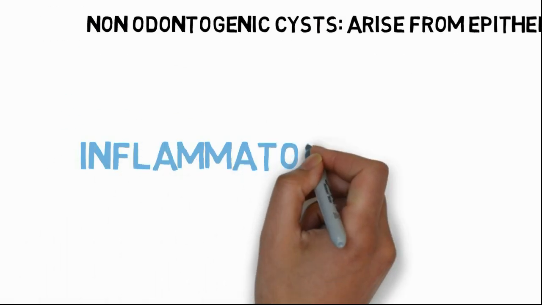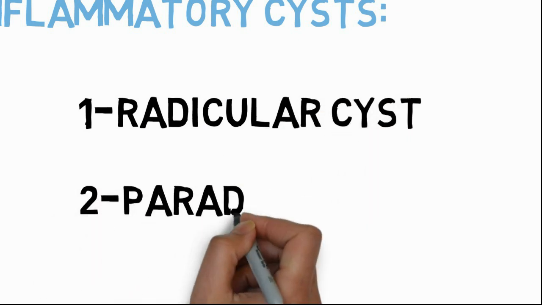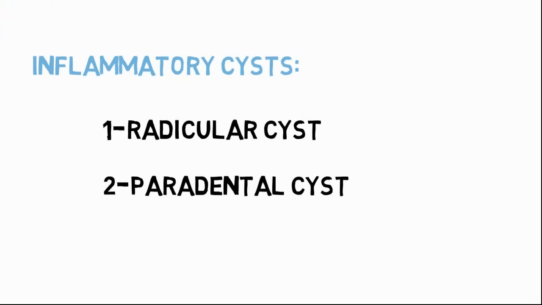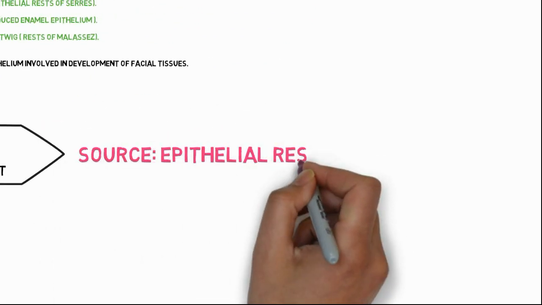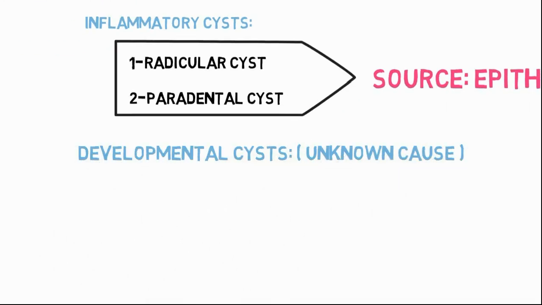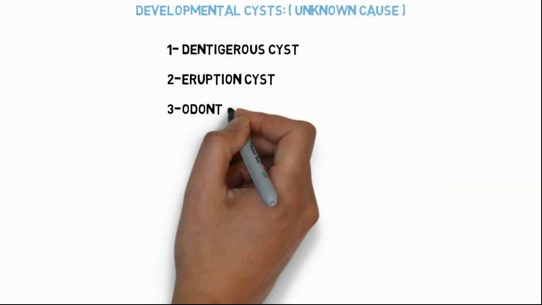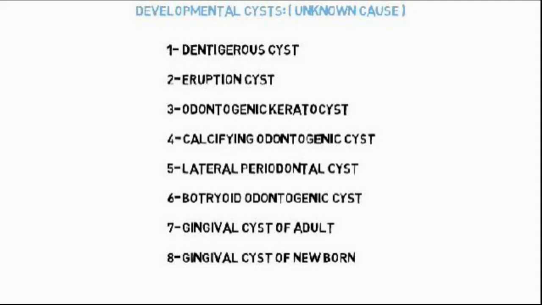Odontogenic cysts may be inflammatory, due to inflammation, such as radicular cyst and peridental cyst, which arise from rests of Malassez. Or they may be developmental of unknown cause, such as dentigerous and eruption cysts, which arise from reduced enamel epithelium, and odontogenic keratocyst, calcifying odontogenic cyst, lateral periodontal cyst, botryoid odontogenic cyst, gingival cyst of adult, and gingival cyst of newborn, which arise from rests of Serres.